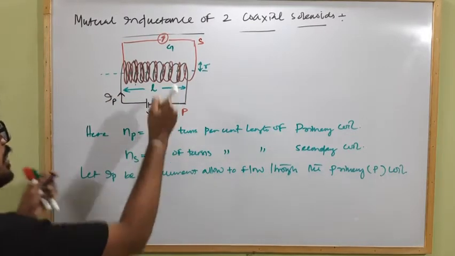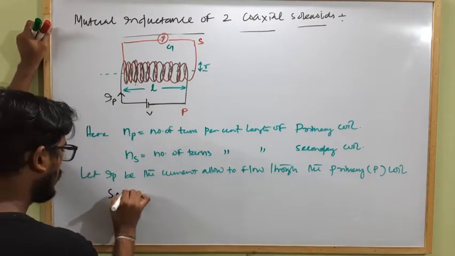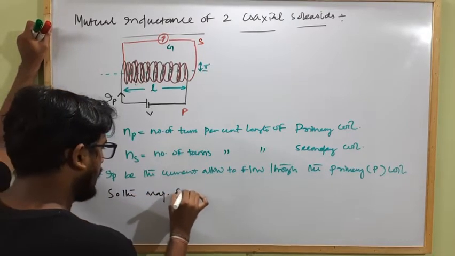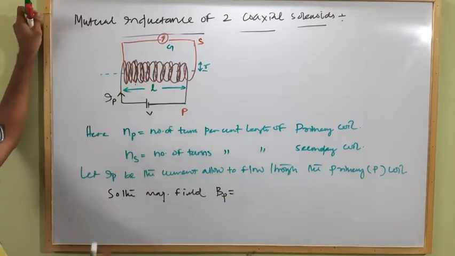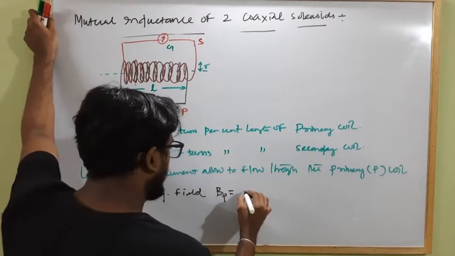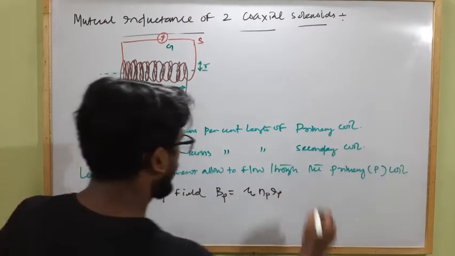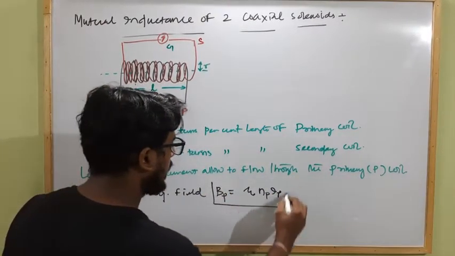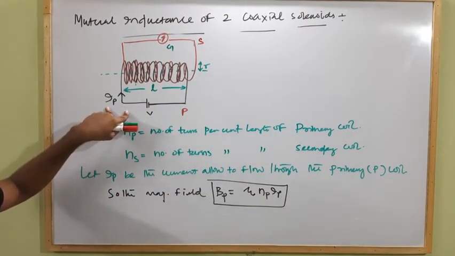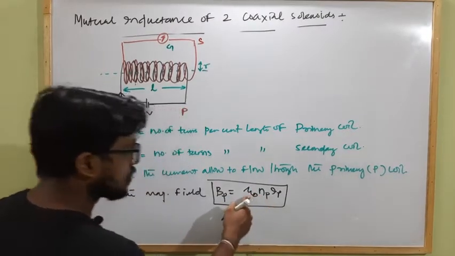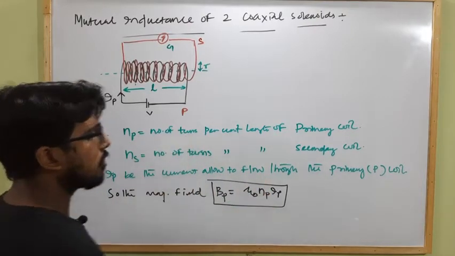So what will be the magnetic field produced by this primary coil? If it is a solenoid, IP current is flowing through it, so the magnetic field strength BP will be mu naught NP IP. This will be the magnetic field produced by the solenoid which is known as primary coil or primary solenoid. So mu naught is the absolute permeability, NP is the number of turns per unit length of the primary coil, IP is the current flowing through it.